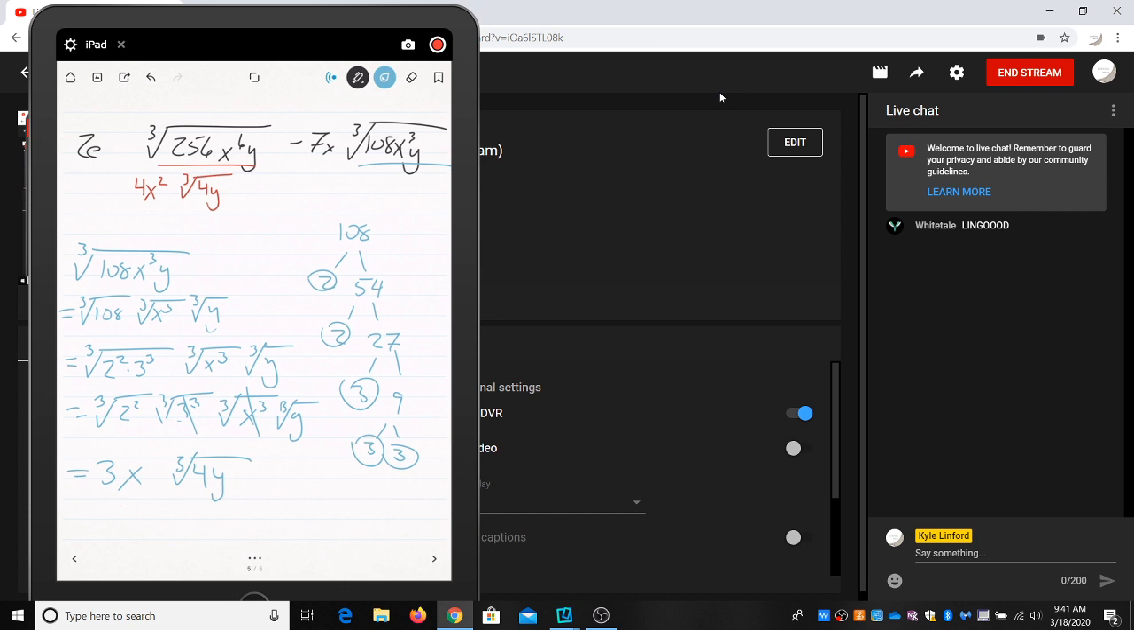And hey, what do you know? We have a like radical here. So let's go ahead and plug our answer in. We had the minus 7x before, and we have to multiply this now by what we got: 3x and the cube root of 4y.